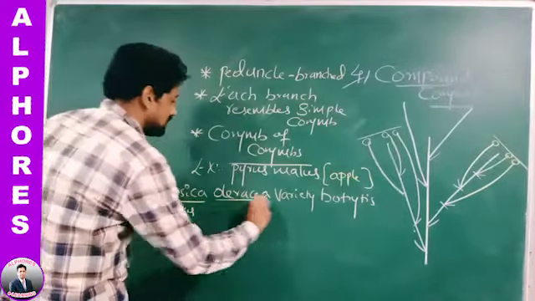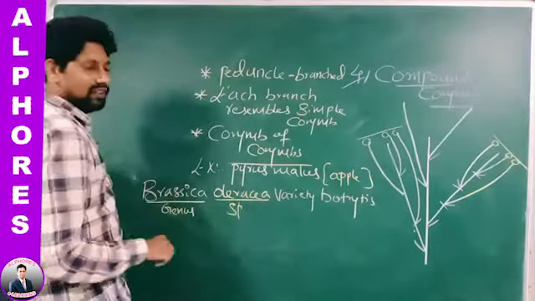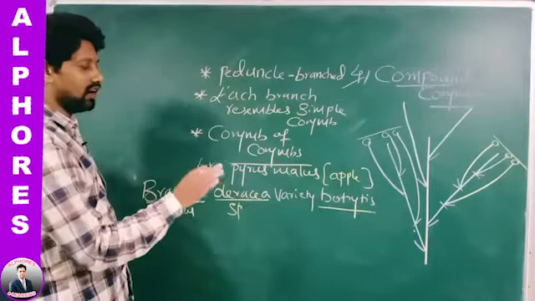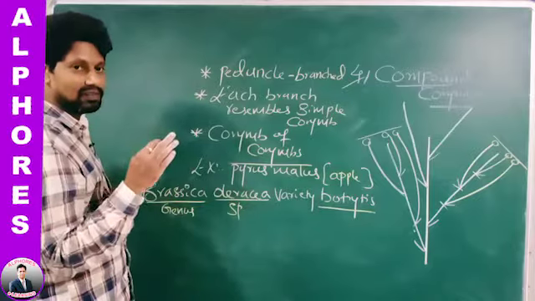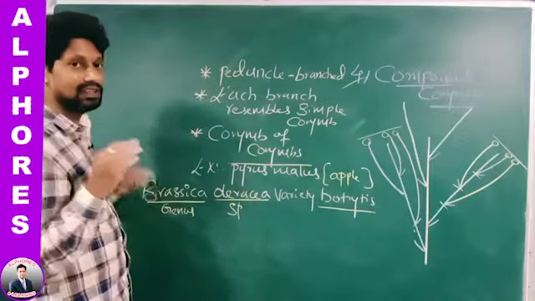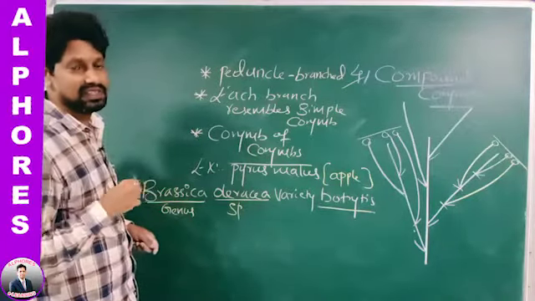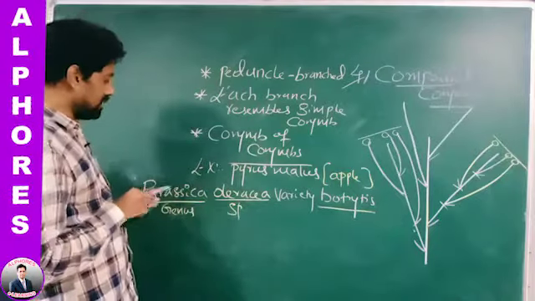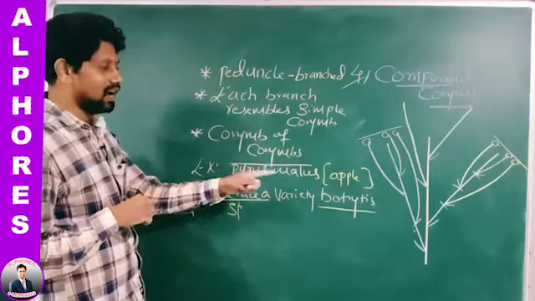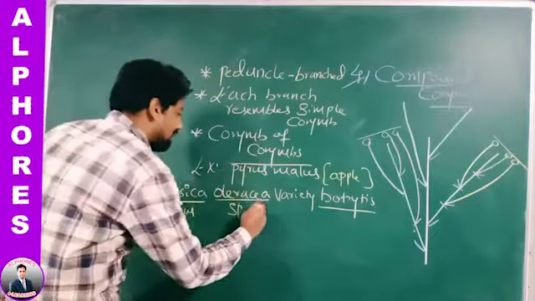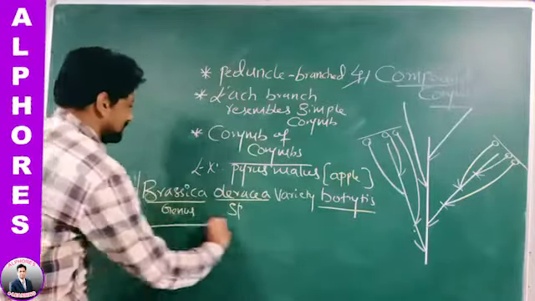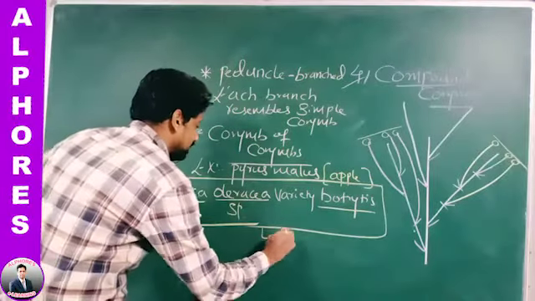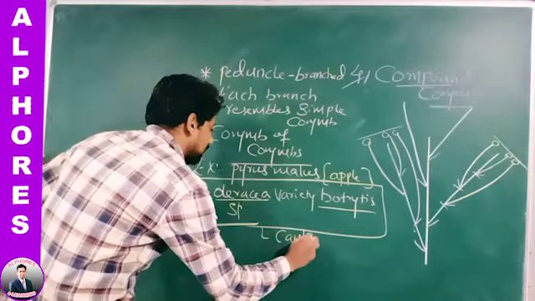This is the species word, and this is the variety. In plants, we call the third word a variety. If it is animals, we call the third word a subspecies. Therefore, Brassica oleracea variety botrytis. Its common name is cauliflower.